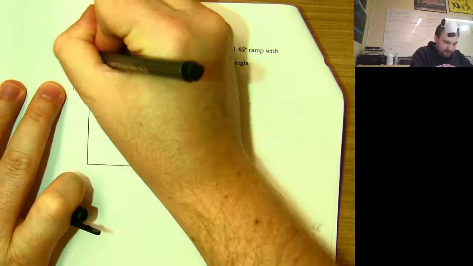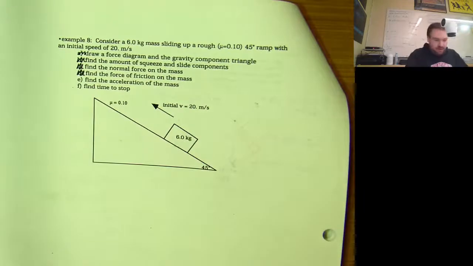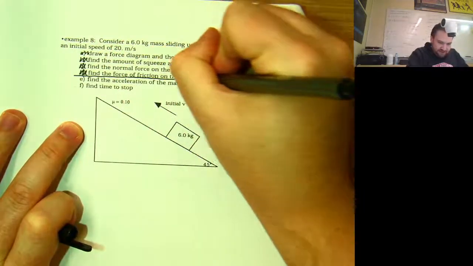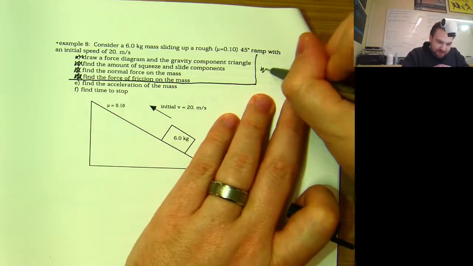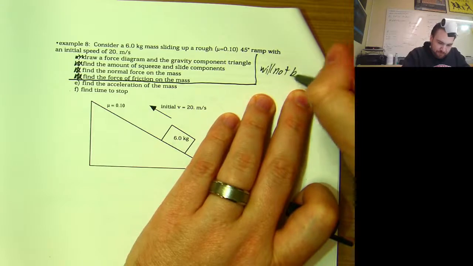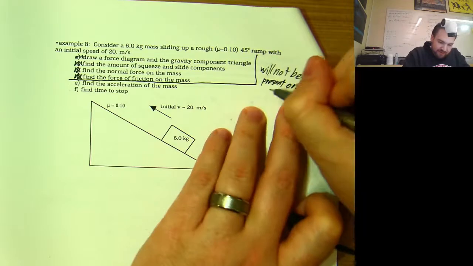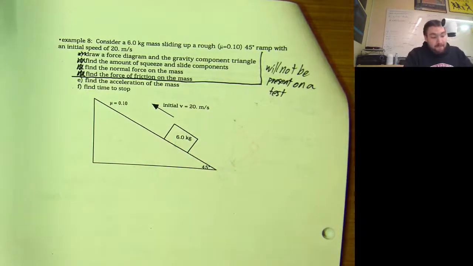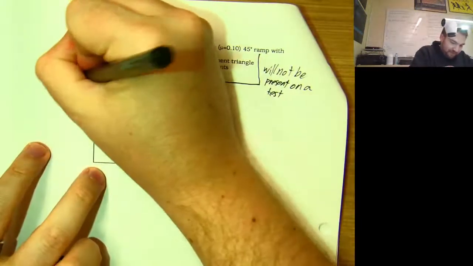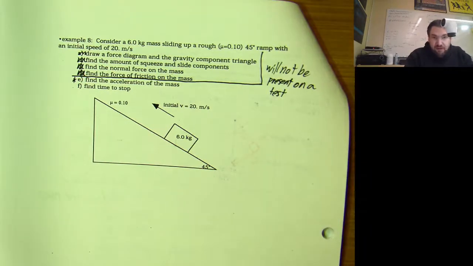You won't be given A, B, C, or D. I'm not going to scribble it out now because I'm not going to go through the example with you. This will not be present on a test. The only instructions you will be given will be to find the acceleration of the mass. Maybe E might not even be given. The only thing that might be present is find the time to stop. That might be it, and you would be expected to do it all.